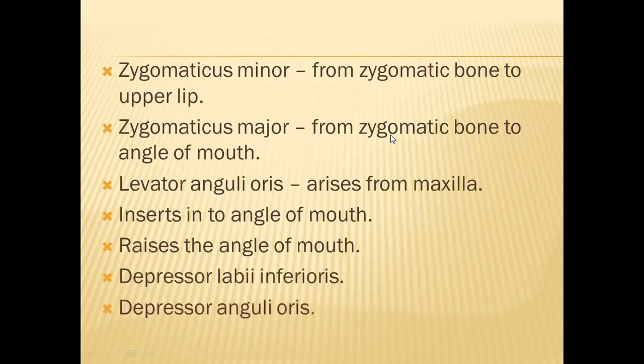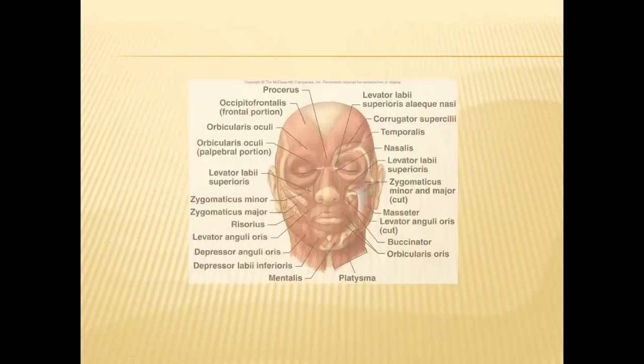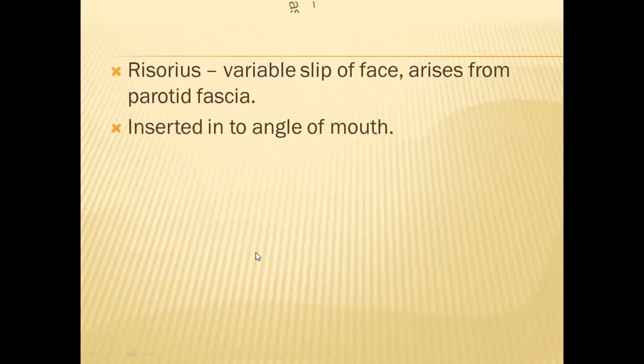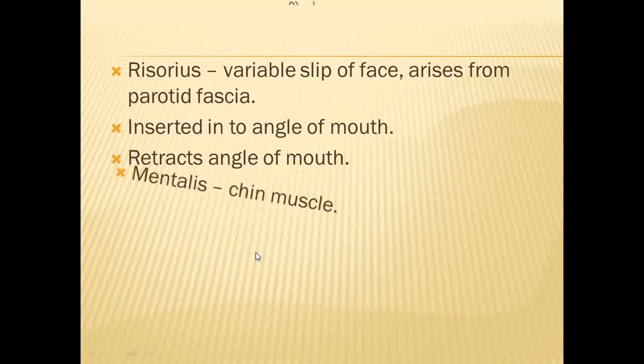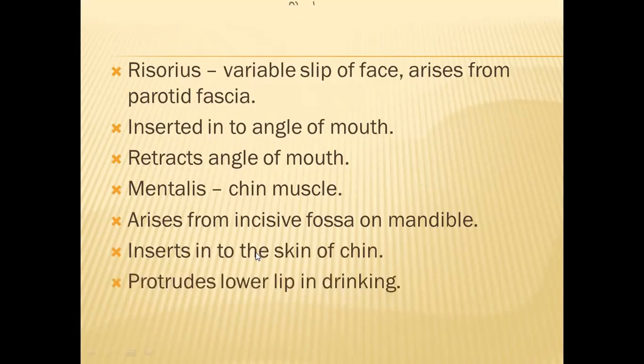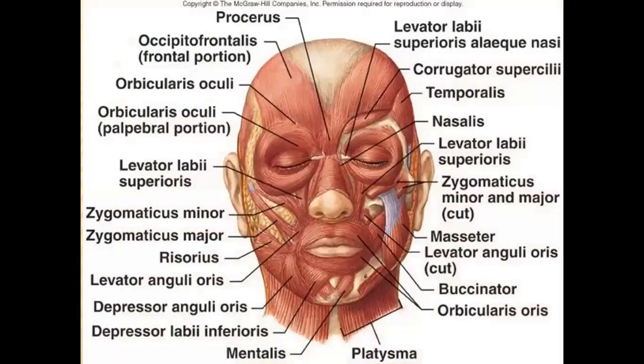Depressor labii inferioris. Depressor anguli oris. These are the muscles: depressor anguli oris, depressor labii inferioris, and the risorius muscle as well. The risorius is a variable slip of the face, arising from the parotid fascia, inserted into the angle of the mouth, and it retracts the angle of the mouth. And the mentalis, or the chin, we can locate this muscle. It arises from the incisive fossa and mandible, inserts into the skin of the chin, or the mentum, and protrudes the lower lip in drinking. So this is how mentalis will help. Here you can locate the mentalis muscle, and the risorius muscle.